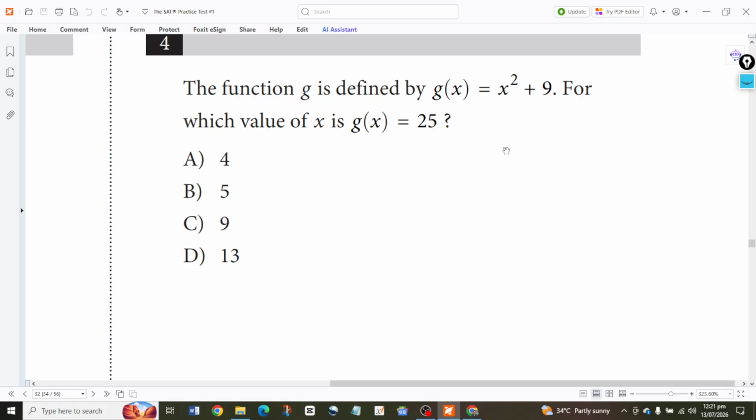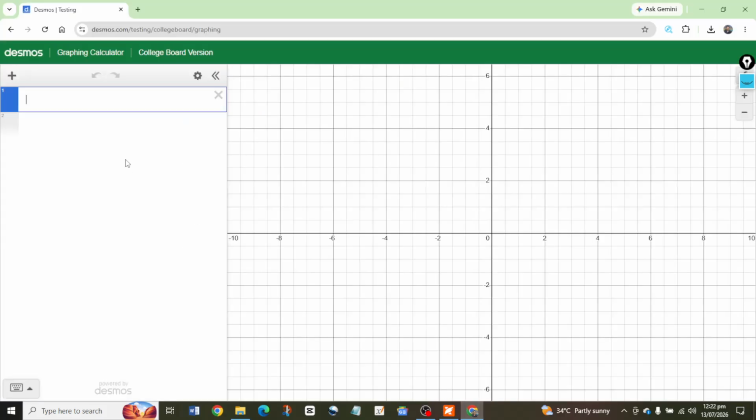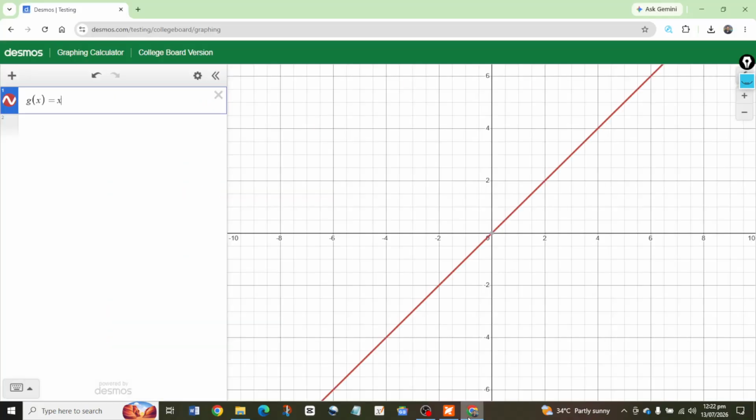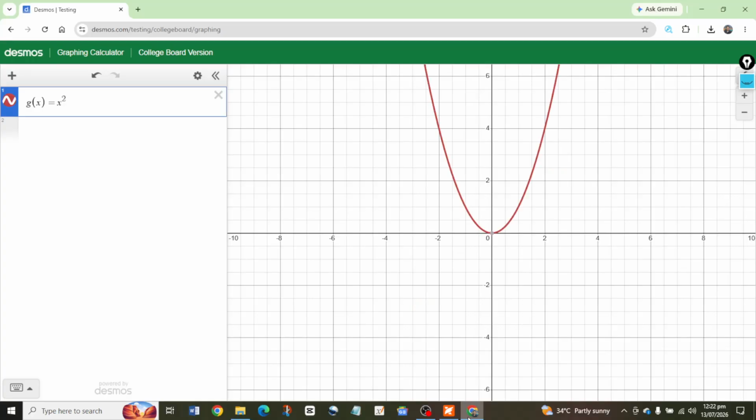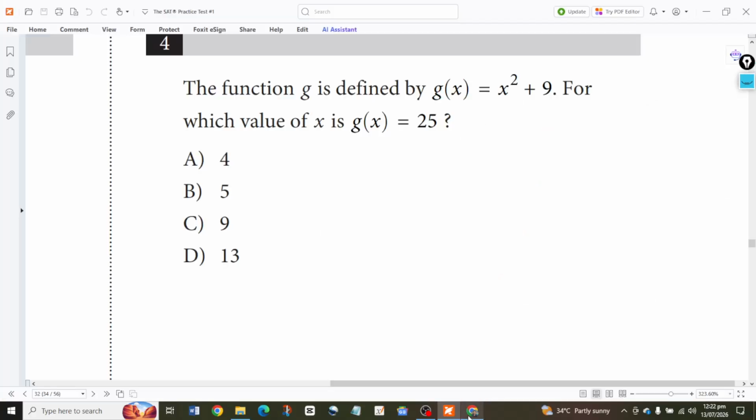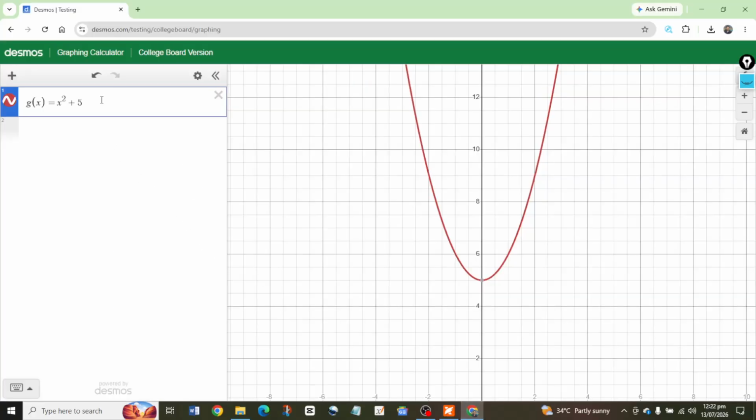So g(x) is equal to x squared plus 9. Desmos accepts g(x), okay? So you can plug it in, or you can take y is equal to g(x) is equal to x squared plus 9. For the x squared, Shift 6 is the power on the laptop, plus 9, right? So this is our first function: x squared plus 9.